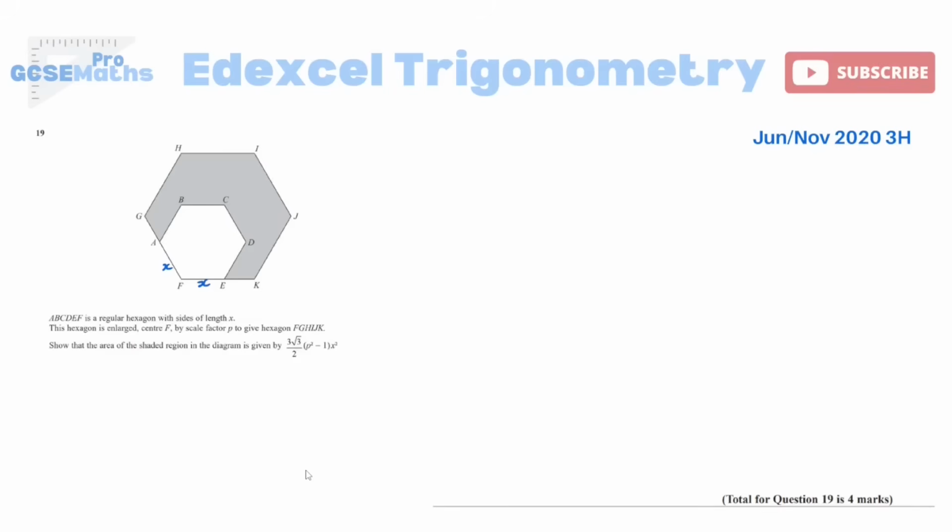Show that the area of the shaded region in the diagram is given by 3 root 3 over 2 brackets p squared minus 1 x squared. We're not going to work out what x is, we're not going to work out what p is, that would be impossible, right? We don't have enough information. We're just trying to create this kind of expression at the end and show that we can simplify it and format it to look like this.